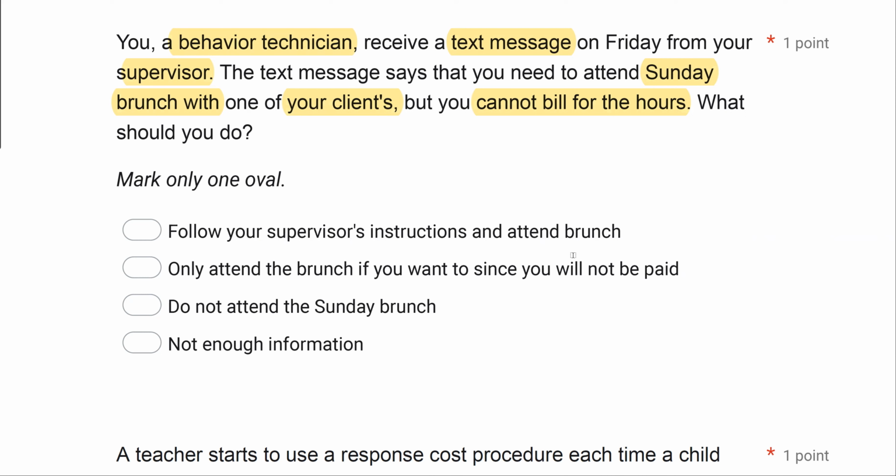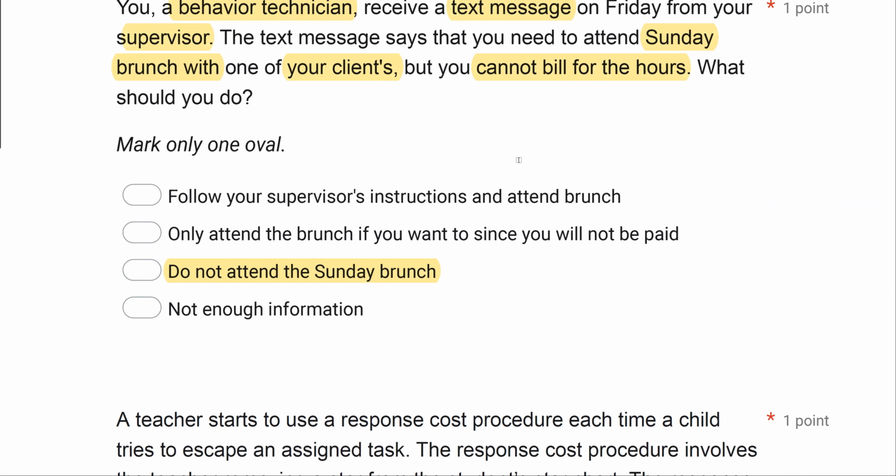No other way. C, do not attend a Sunday brunch. Yes. Your choice here, your only choice, is to not attend a Sunday brunch unless you're going to bill for the hours and you're going to work as the RBT. It's the only way you can go to this brunch.